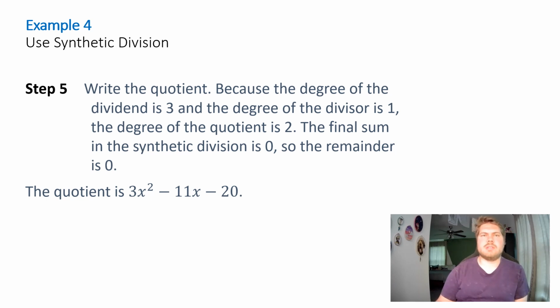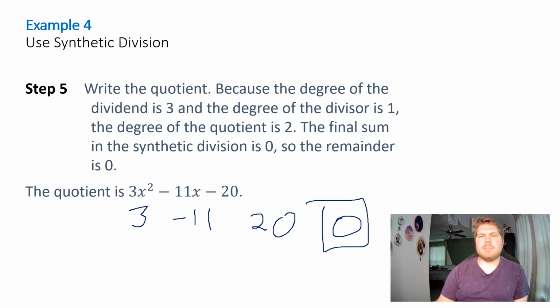Then lastly, you're just going to write the quotient. I can explain this better. I can't go back because I'll mess up the video. But we got 3, -11, 20, and 0. Now the last number is your remainder. So if it's 0, you don't have to worry about it. If it's a number, then you're going to put that divided by the equation you started with. But we don't have to worry about that.